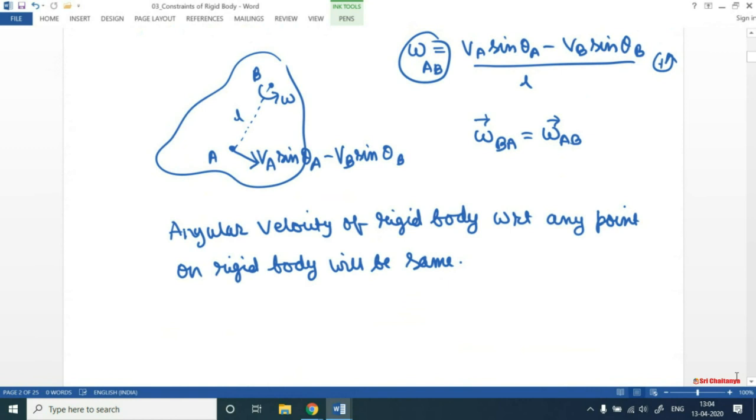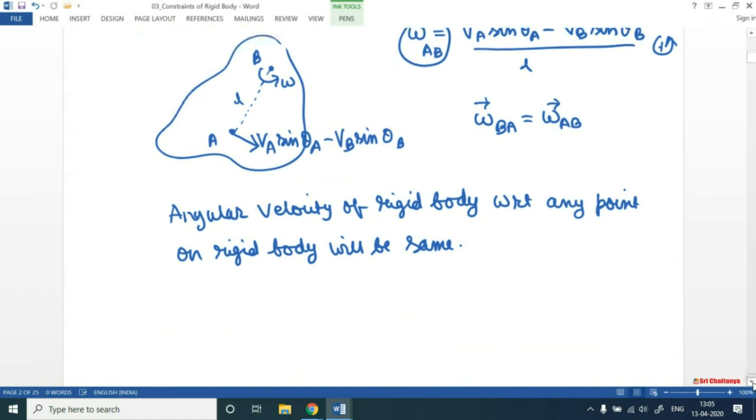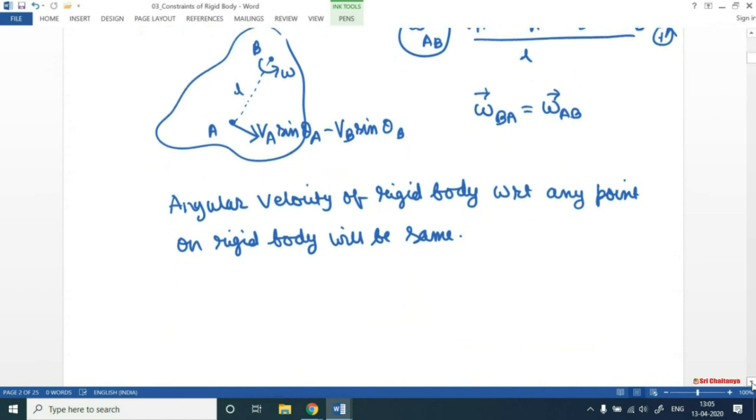So that we can simply say. So what we have learned in this discussion is how we can relate the velocities of any 2 points on the rigid body. And another thing, we are able to find out the angular velocity of the rigid body as well. So looking at that, we have learned how to write the velocity constraint equation.